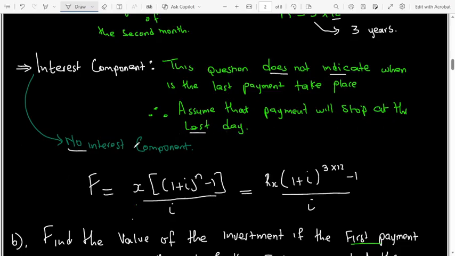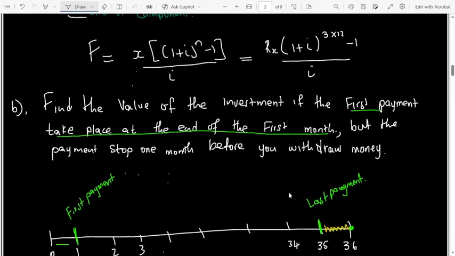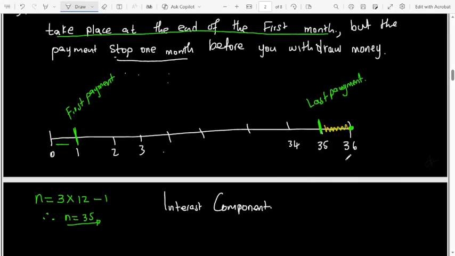So there will be no interest component. But when the question indicates that it stopped 1 month before, there will be an interest component, because you're going to leave your money for 1 month before you withdraw. That 1 month, your money will gain what? Interest. You see, that's what we call the interest component.